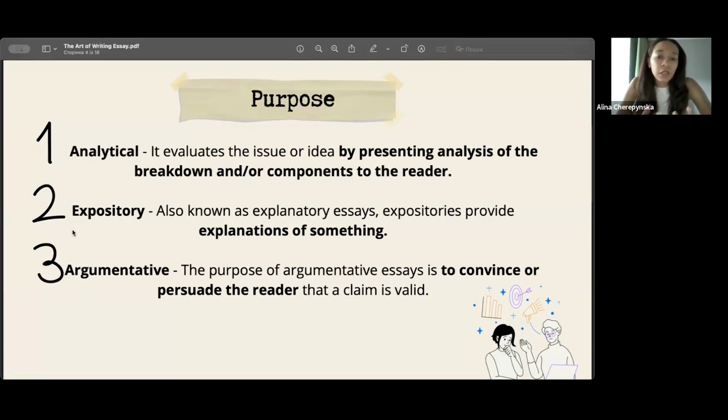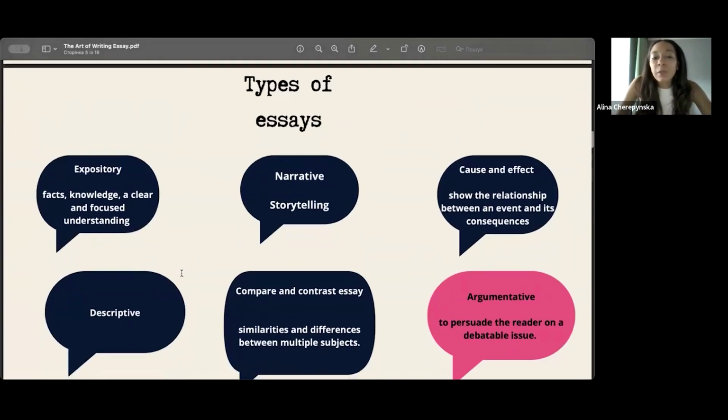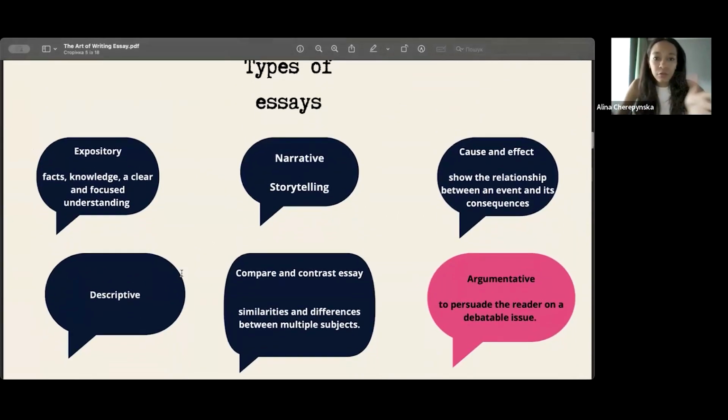That is why, of course, it's not easy to do, but with the proper structure, I'm sure everything will be okay. So, speaking about the types of essay that we have, actually there are a lot of them, and let's take a look. What do we have on the screen? The first one is expository.